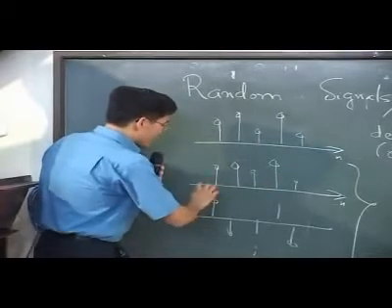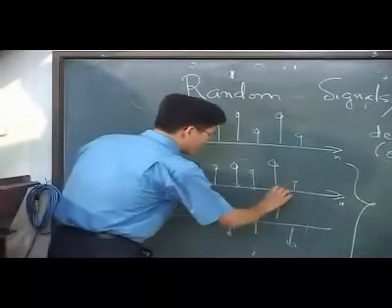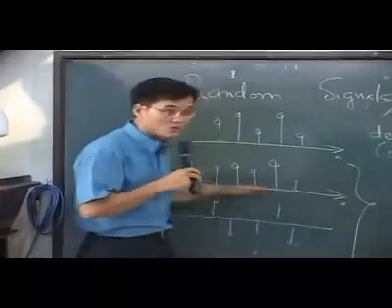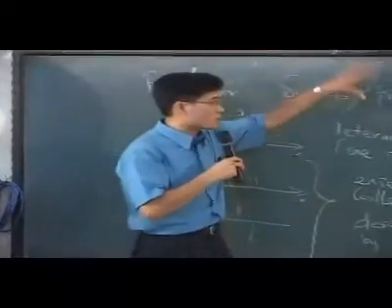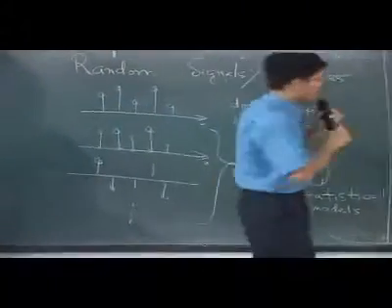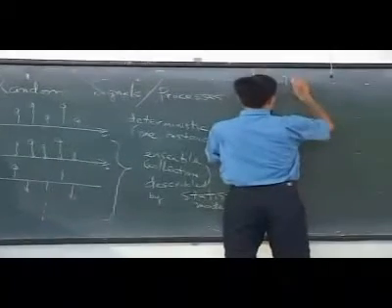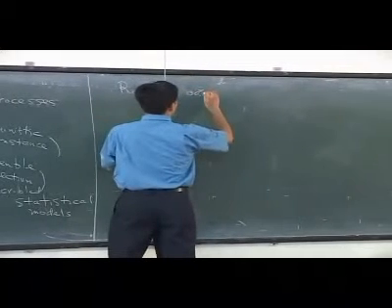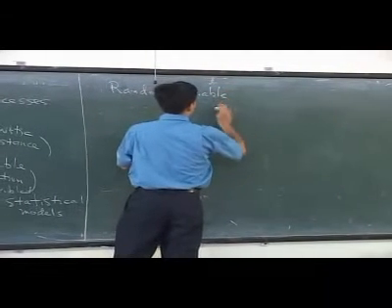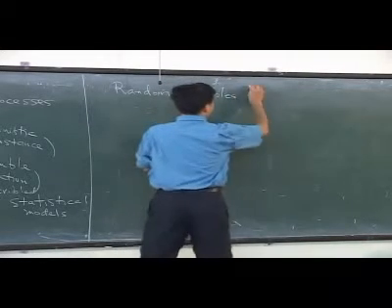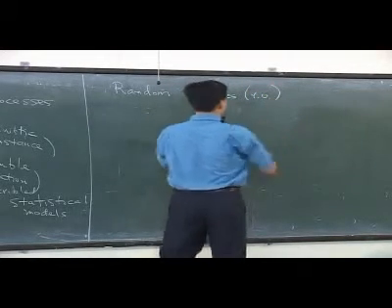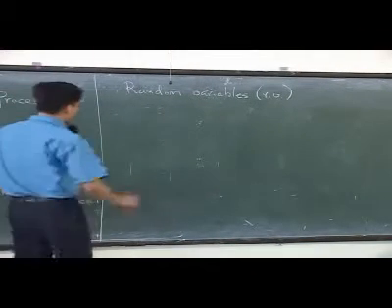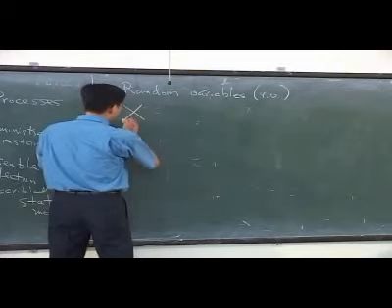So each sample is now a random variable, and the whole signal is called a random signal, but sometimes it is called a random process. So first, let's understand a random variable. A random variable, and we will call it RV. A random variable, I'm going to denote by capital X.